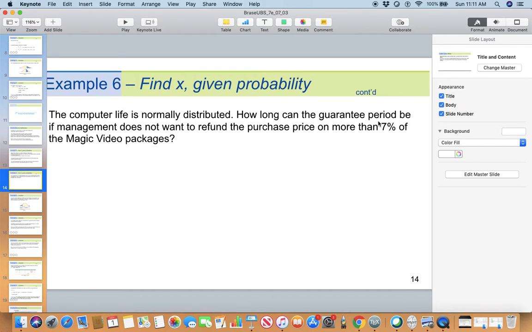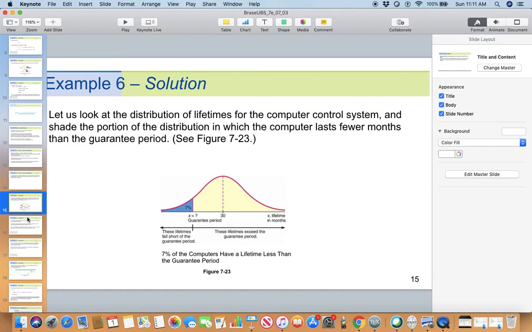How long can the guarantee period be if the management does not want to refund the purchase price on more than 7% of the Magic videos? So 7% should be the area you're looking for, the probability you're looking for. Okay, so what should be that x value? That x value is the guarantee period. These lifetimes fall short of the guarantee period, and anything beyond that x exceeds the guarantee period. All right.